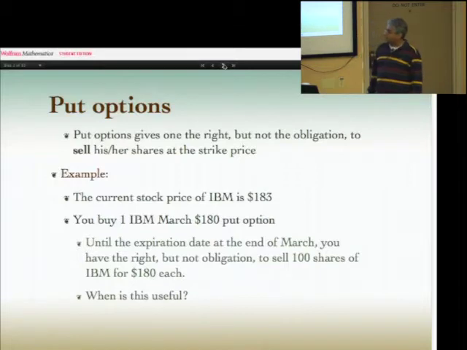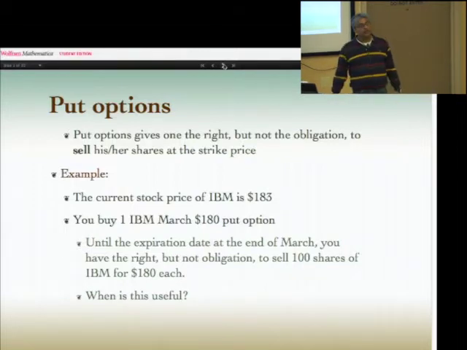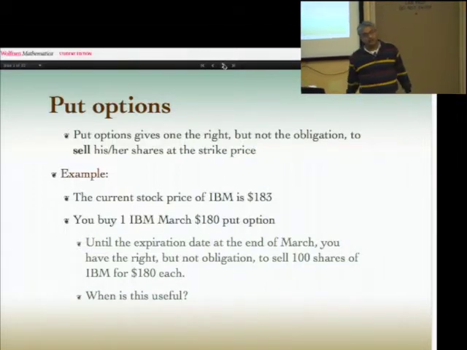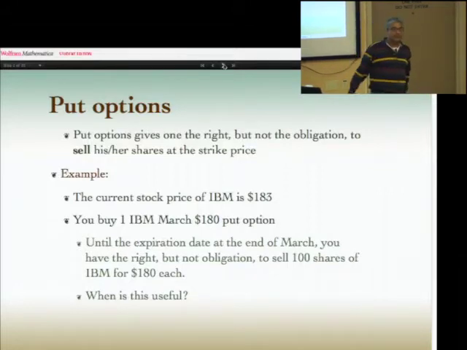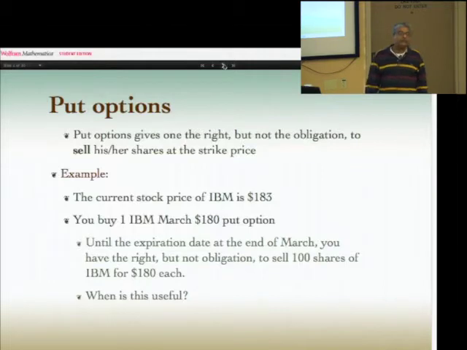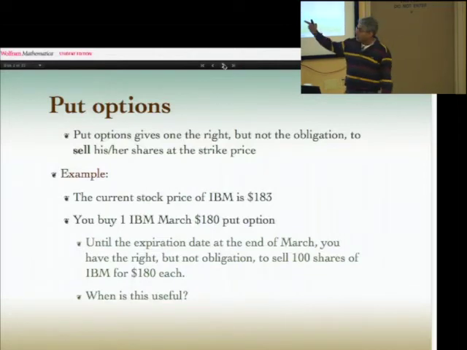Okay, so that gives you the right, but not the obligation, to sell one contract, 100 IBM shares, at $180. Understand that IBM is obviously trading at 183, and so by the definition that we established in the last class, this is an out-of-the-money option. Why? There are these two terms, in the money and out of the money. This is an out-of-the-money option because you can do better in the open market currently. Right now, IBM is trading in the open market at $183 a share.